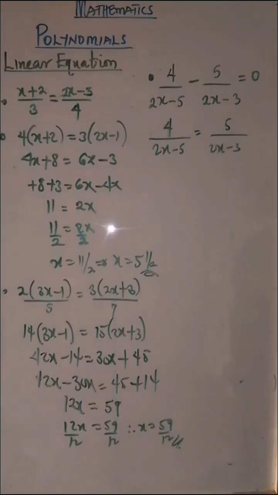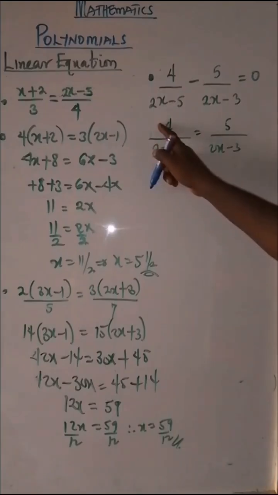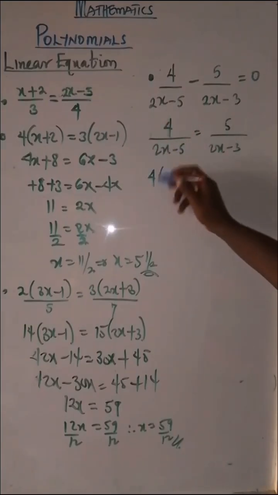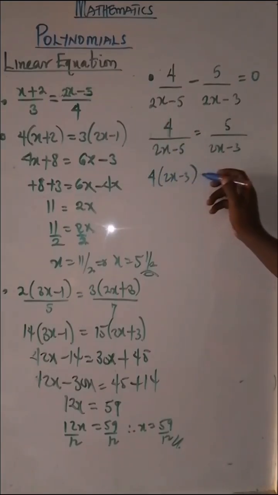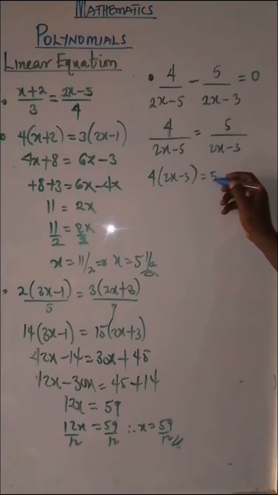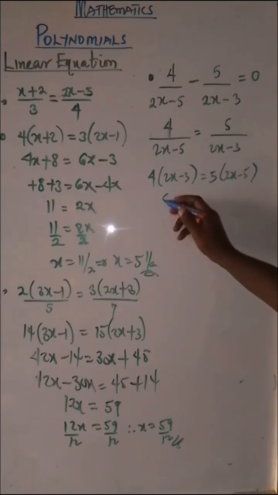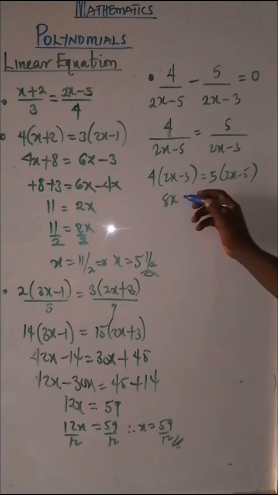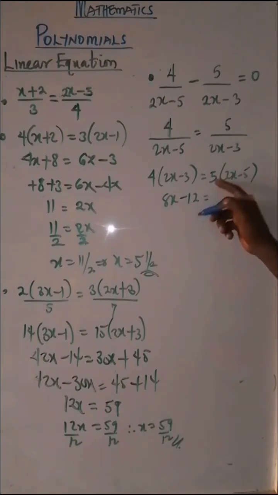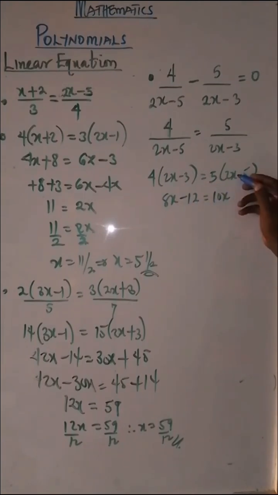So here we can cross multiply. So this 4 multiplies everything here. So I'll open bracket and write 4 into 2x minus 3 equals this 5 multiplies everything here, 5 into 2x minus 5. Then we can now expand. 4 times 2, 8. We have 8x here. 4 times minus 3, I have minus 12 here. 5 times 2, we have 10x. We have minus here. 5 times 5, 25.